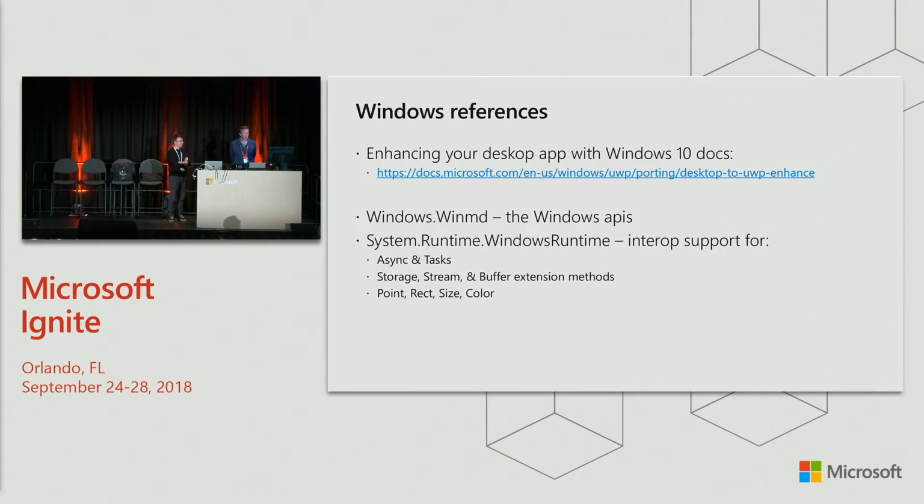All right, so there are references here in the documents on how to enhance your application with existing APIs. And remember, the two key things are to reference windows.winmd and the Windows runtime for interop support. It does additional support for async and tasks to map between Windows runtime and the .NET framework stuff.